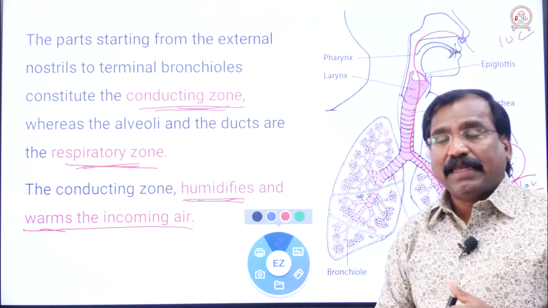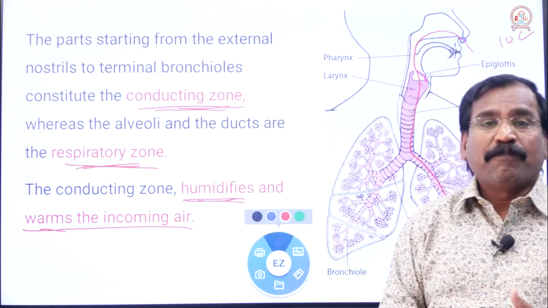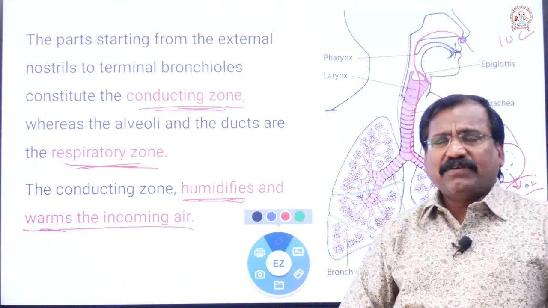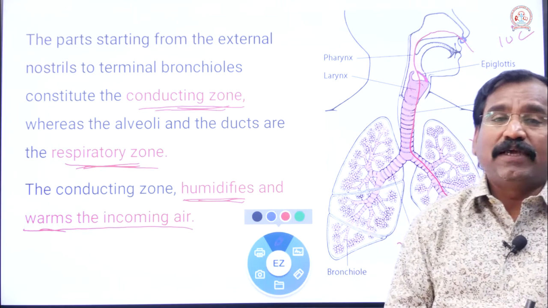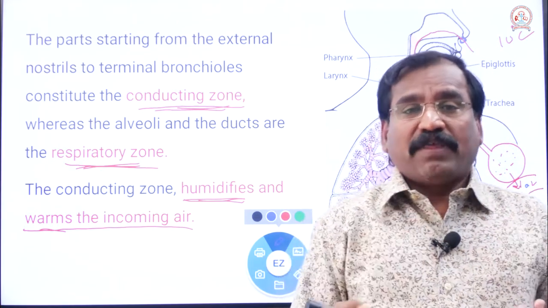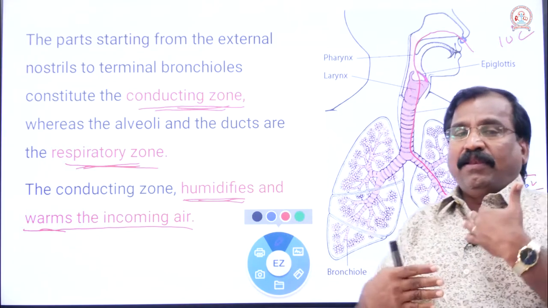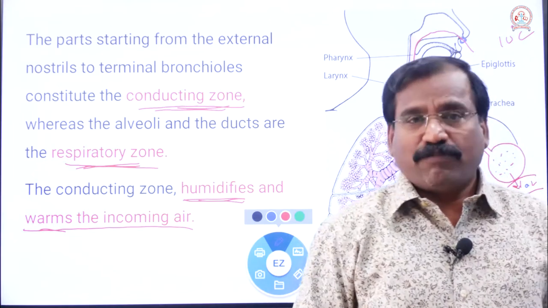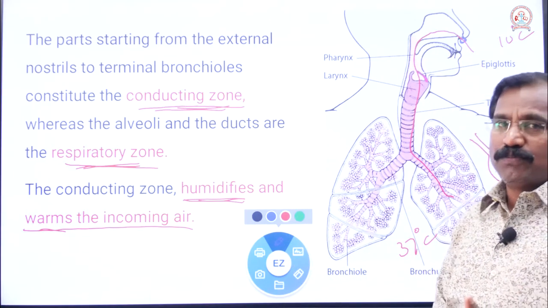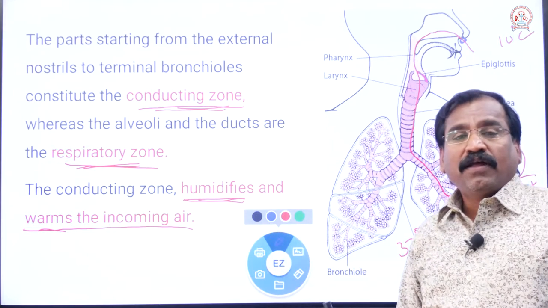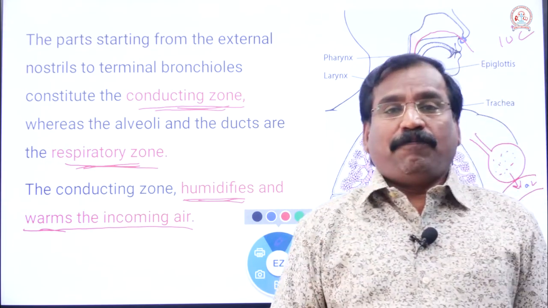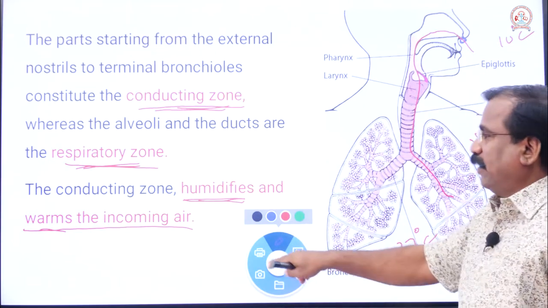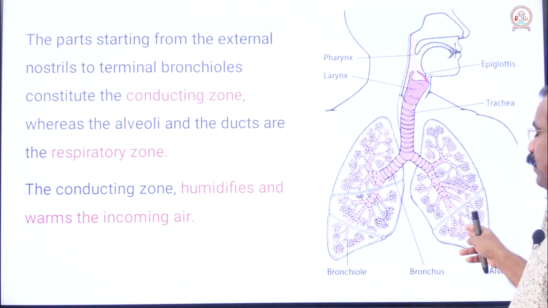Apart from conduction, this is a very important, vital role. Suppose you inhale very chill air, that goes inside and causes some physiological problems. If it is very warm or very chill, when that same temperature goes inside the alveoli, it produces physiological problems. That is why the conducting zone conditions the air and maintains a constant temperature. Okay, super. That is the function of the conducting zone.